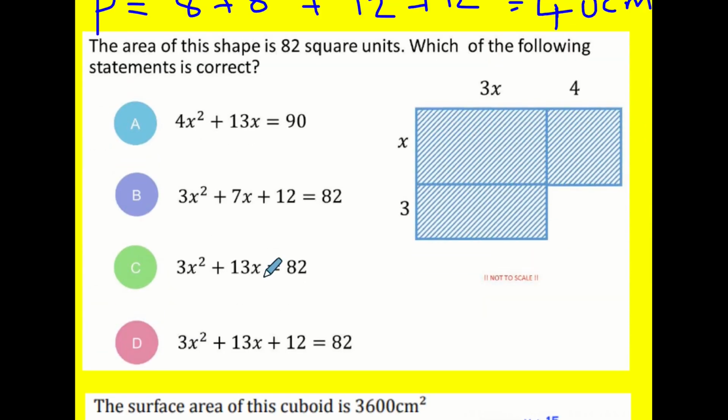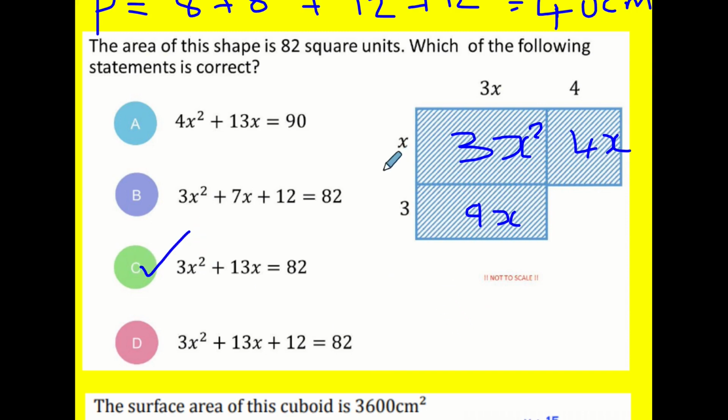Here's a little diagnostic question. The area of this shape is 82 square units. Which of the following statements is correct? So it makes sense to work out each individual block. This one's going to be 3x squared. This one's going to be 4x, and this one's going to be 9x. If we add those together, we get 3x squared plus 13x. And that is equal to 82. Actually, we see the answer right there.